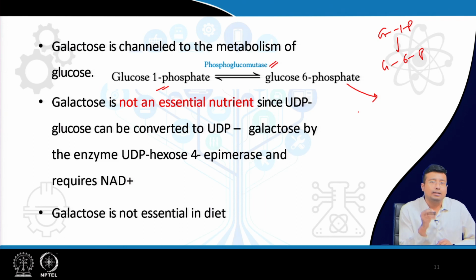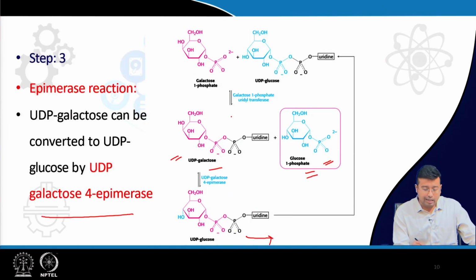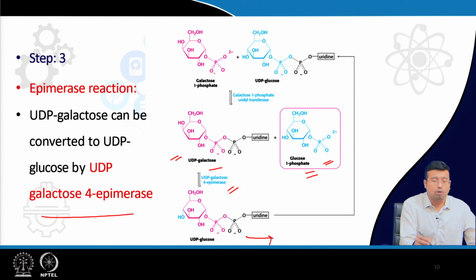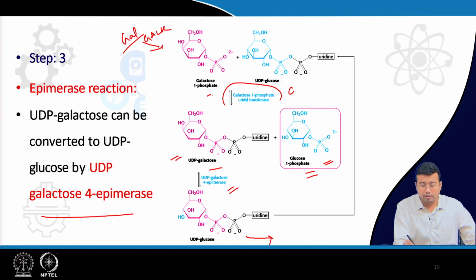However, you should know that galactose is not essential. Why is it not essential? Because this enzyme UDP galactose 4 epimerase is a reversible enzyme. It means even if there is no galactose to start with, galactose 1 phosphate is produced by galactokinase. So, galactose upon being acted on by galactokinase forms galactose 1 phosphate, right, and this, by galactose 1 phosphate uridyl transferase, GALT, is converted to UDP galactose.